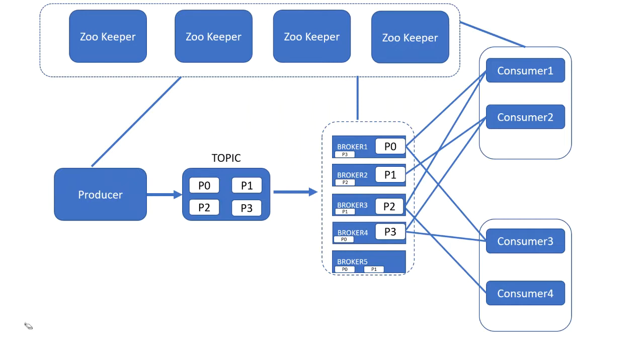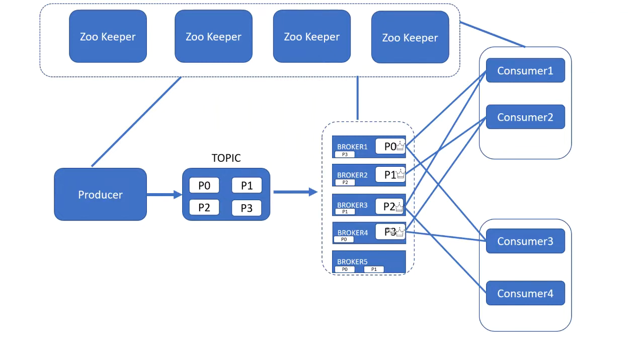Now there is one more important concept called leaders. Basically, there would be a leader selection. In this case, P0 has become a leader. Broker 1 has become the leader for the P0 partition, and then broker 2 has become the leader for partition P1, broker 3 has become the leader for P2, and for P4 this one has become the leader.